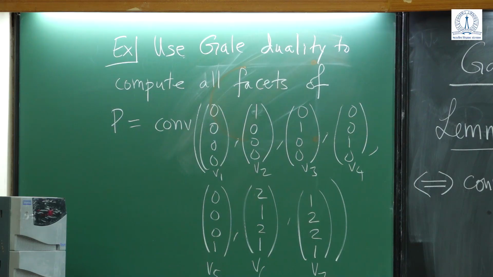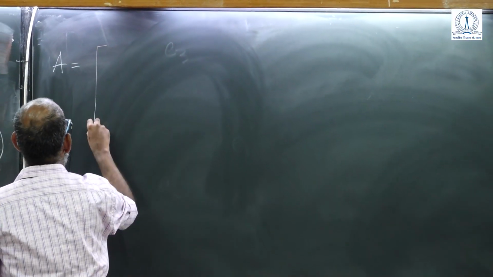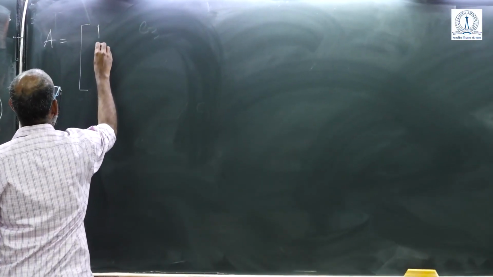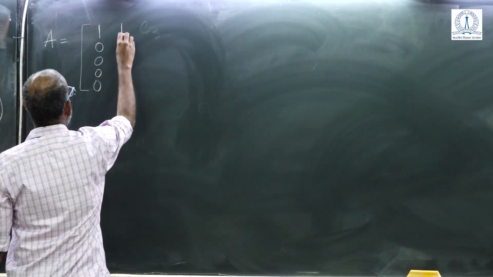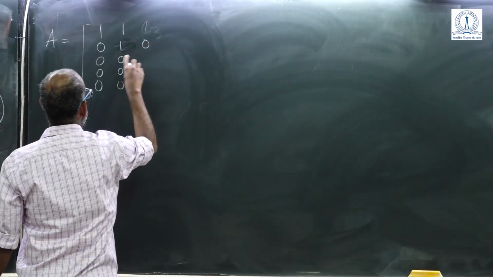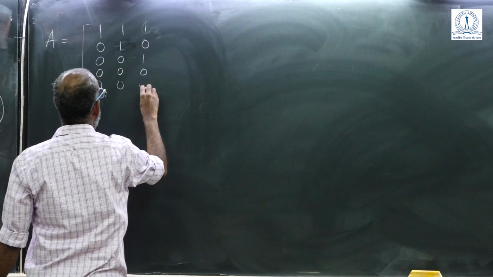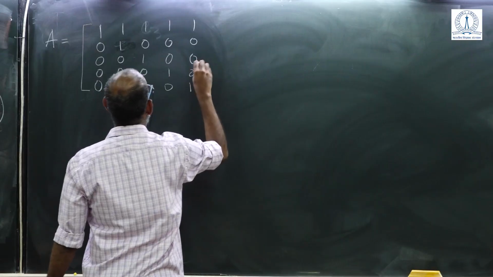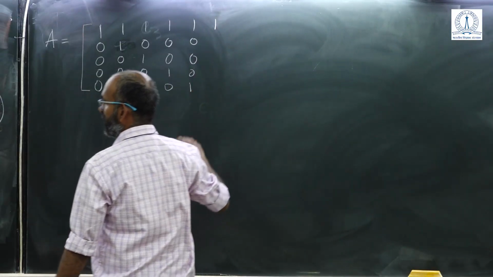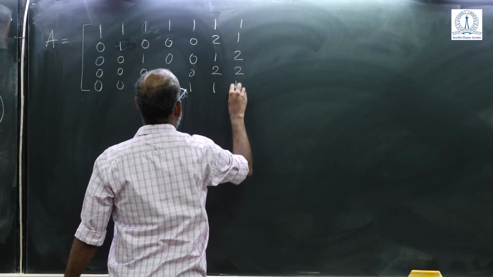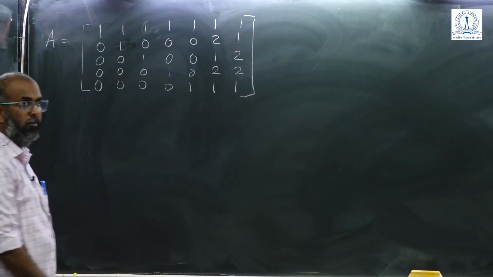So what's the A matrix? So in the first row we have all ones. So let's just write this down. So we have 1, then 4 zeros. So this is E1, E2, E3, E4, and then 2, 1, 2, 1, 1, 2, 2, 1. Right?